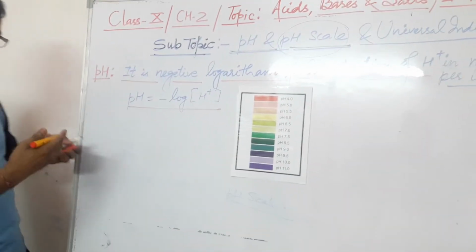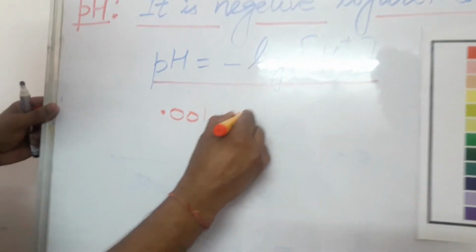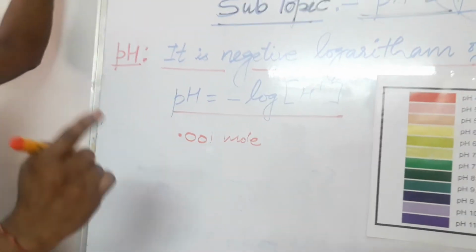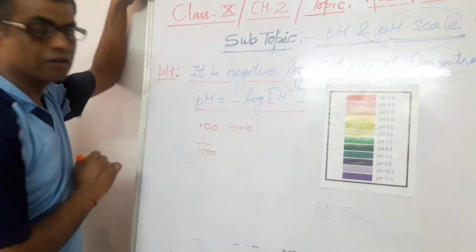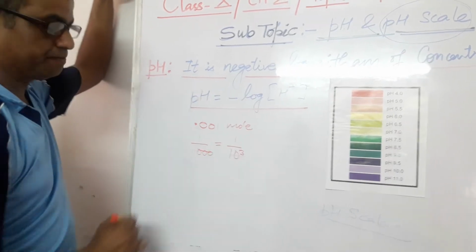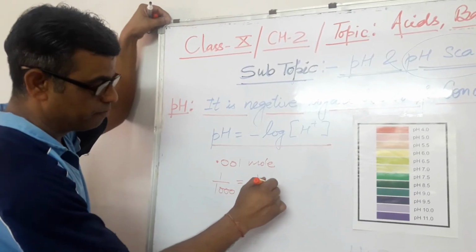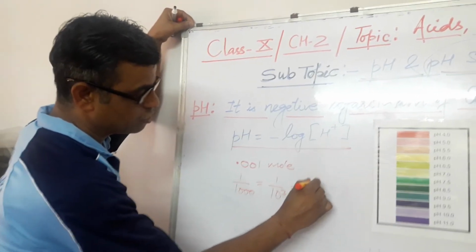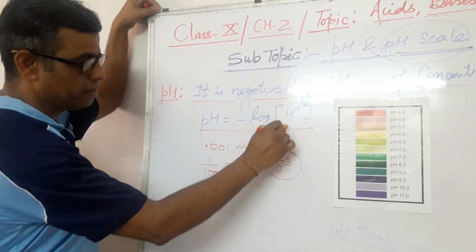So dear children, suppose the concentration of hydrogen ions in a solution is 0.001 mole in 1 liter. It means it is 1 upon 1000, that is equal to 1 upon 10 raised to power 3, or when we convert it into simplified form, it becomes 10 raised to power minus 3. This is the concentration of the hydrogen ion in moles per liter.